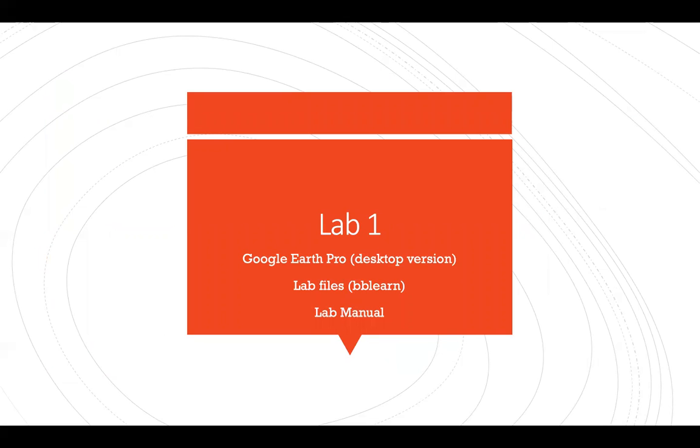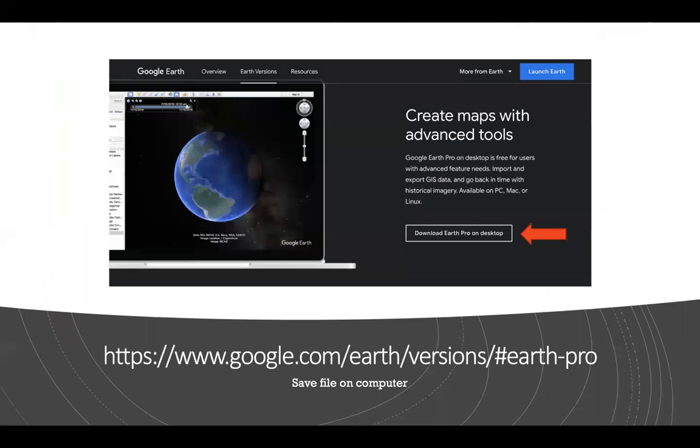So Google Earth needs to be downloaded. You'll also need to navigate to find the lab files on BBLearn, and then you will also need a lab manual. First, I'll go over Google Earth Pro. We had some issues last semester downloading it, but if you follow this link and hit download Google Earth on desktop, it's pretty simple. You just download it and then install it, following the directions.